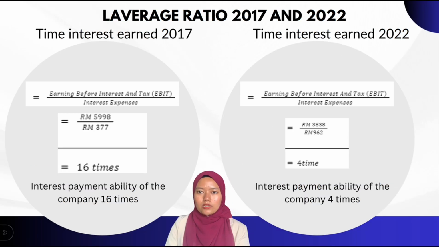21.25%. Move to leverage for 2017 and 2022 for time interest earned. The formula used is earning before interest and tax divided by interest expenses. The earning before interest and tax in 2017 is 5,998 divided by 377. The total gets 16 times, while the time interest earned in 2022 is 3,839 divided by 962, the total gets 4 times.